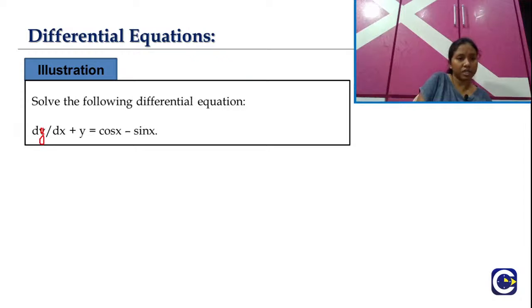Here it will be dy by dx plus y is equal to cos x minus sin x. It's exactly related to today's concept only, so that's why I changed the question. So you can just do it. dy by dx plus y is equal to cos x minus sin x. I hope you guys have already got an idea how to solve it. So quickly do it. First let me know what type of equation this is. Which type of equation, you can let me know.